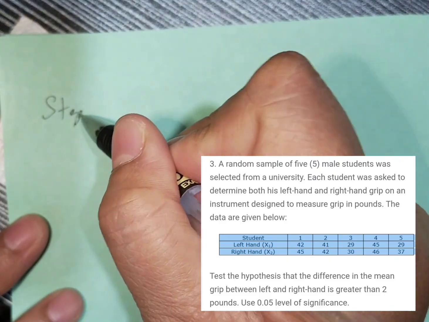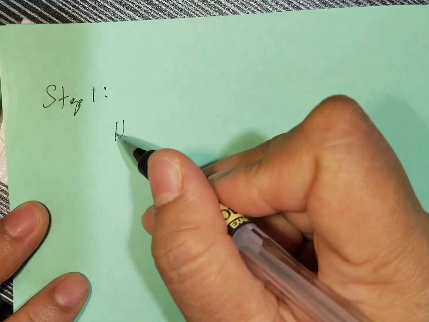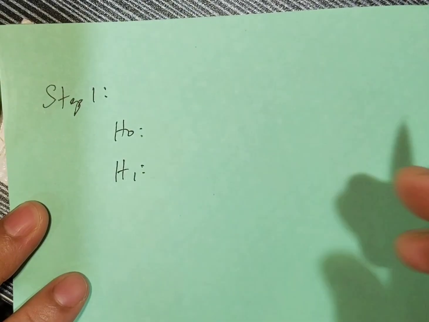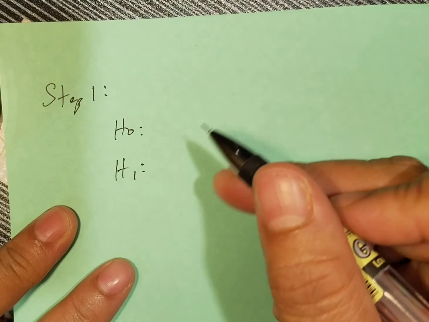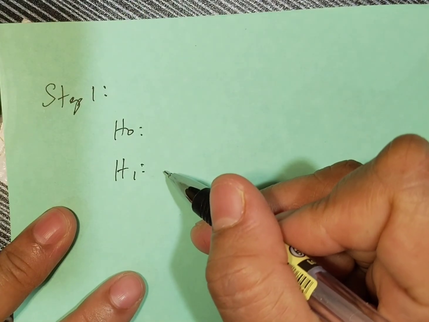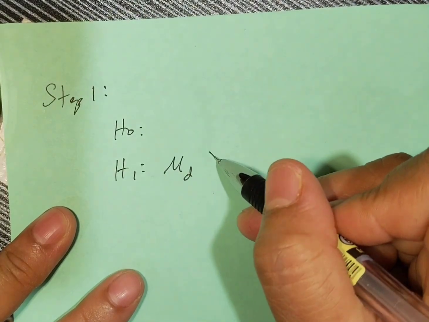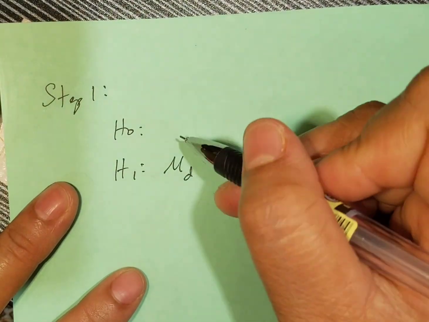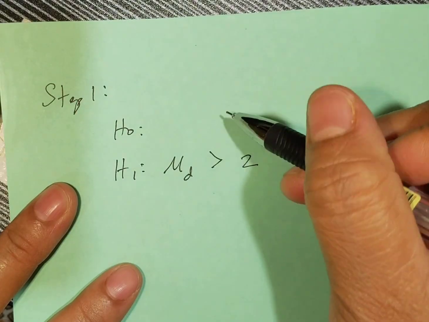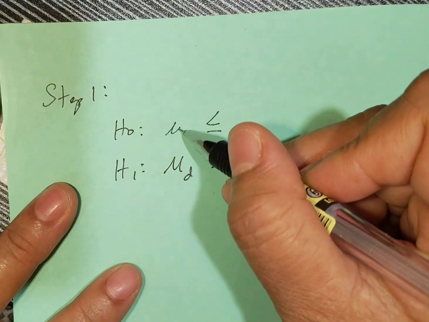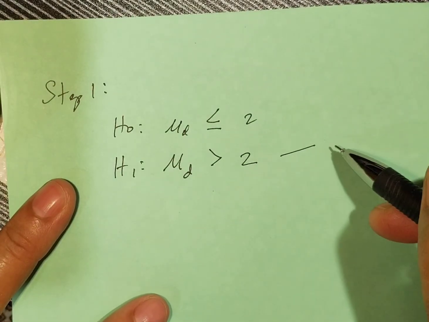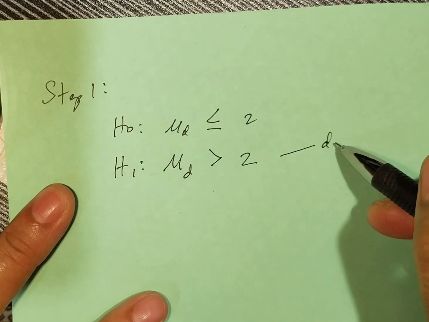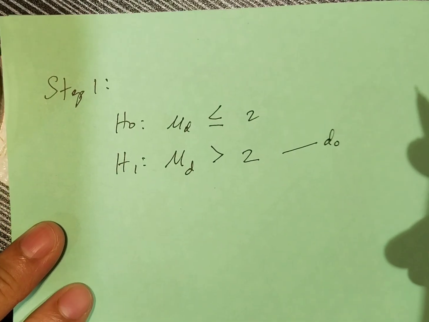Okay, let's have step 1. Now, your H0 and H1 are formulated in step 1. Your H1 is usually indicated in the problem. According to the problem, we are to test that the mean difference is greater than 2 pounds. So your H0 would be the complement of the symbol, less than or equal, then copy the rest. Now, this 2 is your hypothesized difference, no? The value of your D sub 0.